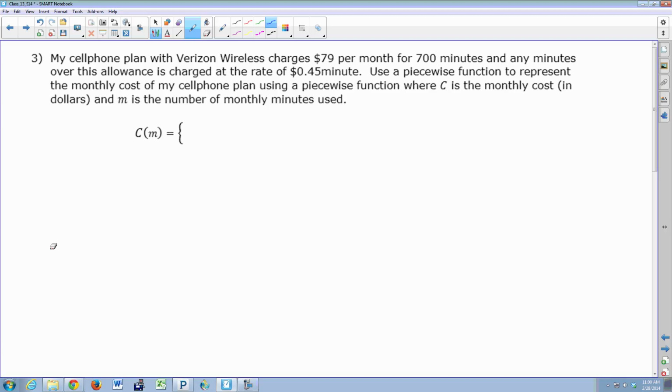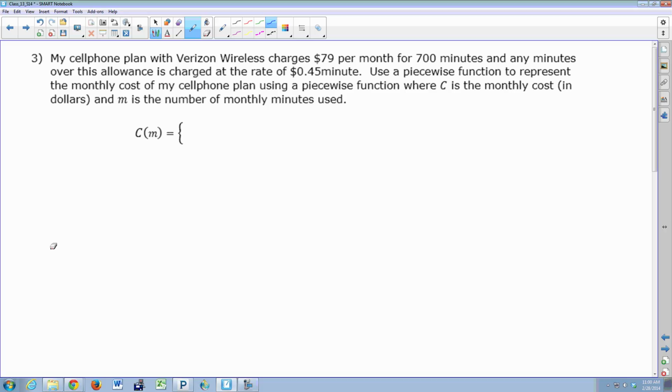And any minute I go over 700, I get charged 45 cents a minute. So last month, thank goodness it was only 701 minutes. And so I got an extra little charge tacked on to what I think is outrageous prices anyway. So I want to use a piecewise function to represent the monthly cost of my cell phone, where C is the monthly cost in dollars and M is the number of monthly minutes used.